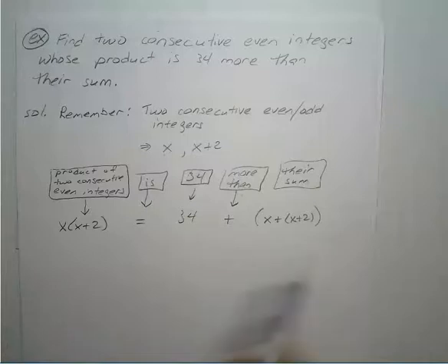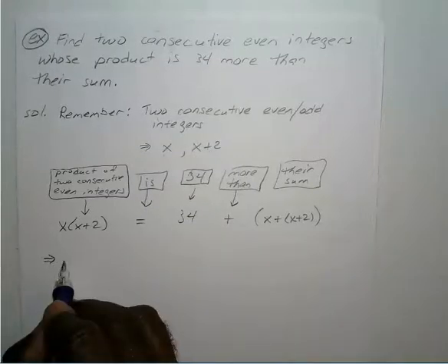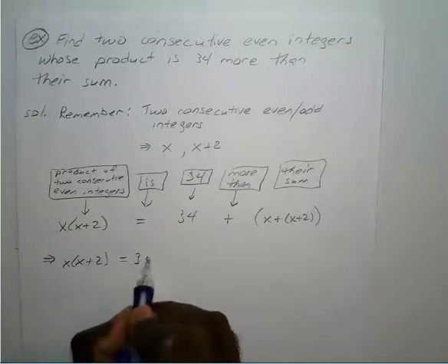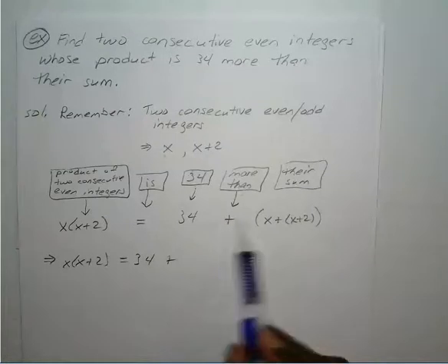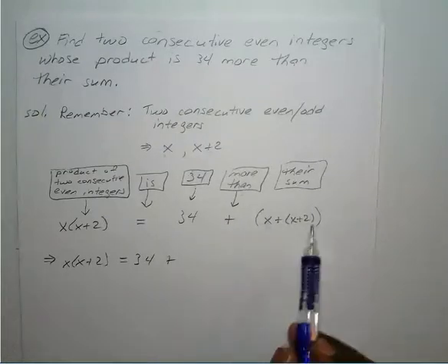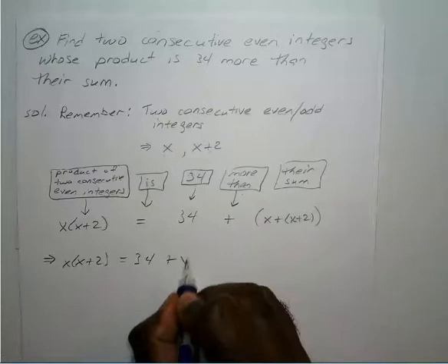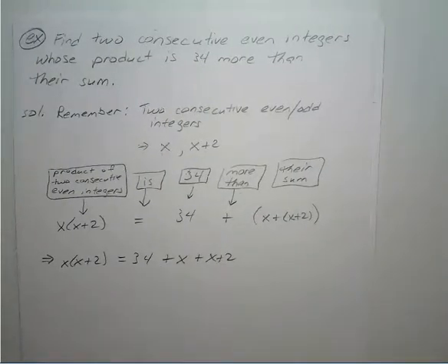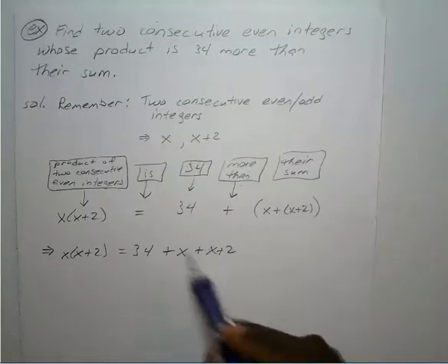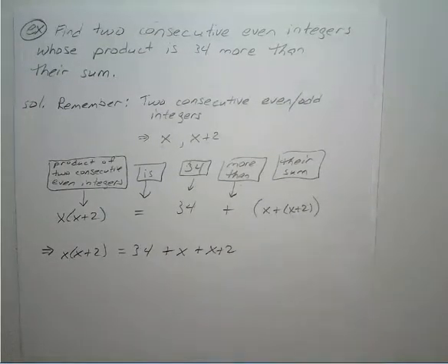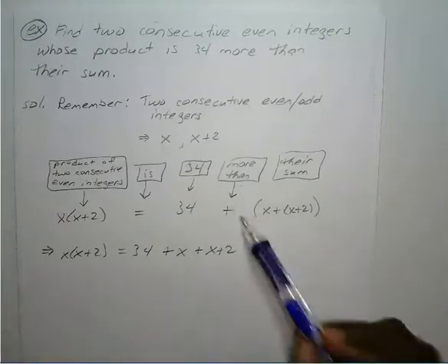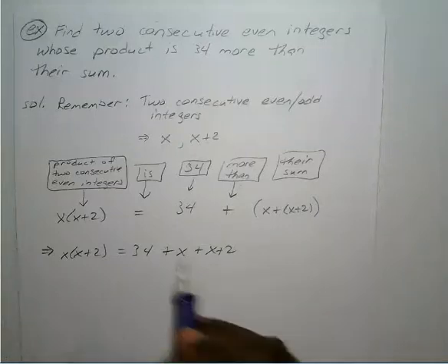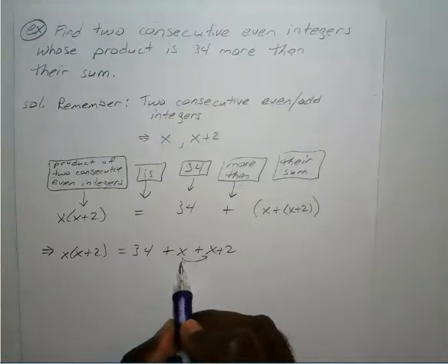So what we're going to do is write that completely out. So x times x plus 2 equals 34 plus, since this is positive, we can go ahead and just drop the parentheses. So that's x plus 2. Like I said, the parentheses around these really aren't necessary because it's all positive. If you had subtraction, then you'd have to distribute the negative sign, but since it's all positive, you don't have to do that. Now we can go ahead and combine like terms.